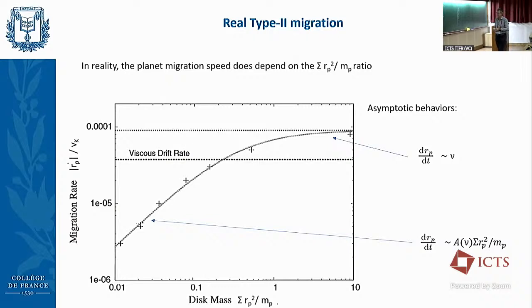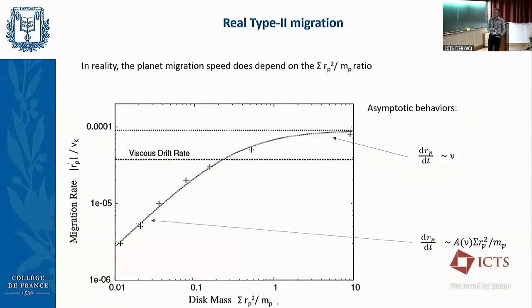This quantity is the ratio between the mass of the disk interior to the orbit of the planet, sigma rp squared, and the mass of the planet. Basically, it's the ratio between the density in the disk and the mass of the planet. This number is dimensionless, multiplied by rp squared. And this is the measured migration rate. And this is the viscous drift rate, the famous minus 3/2 mu over r.